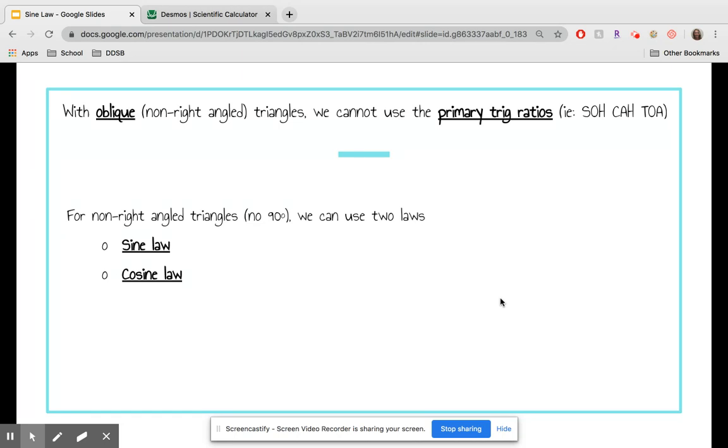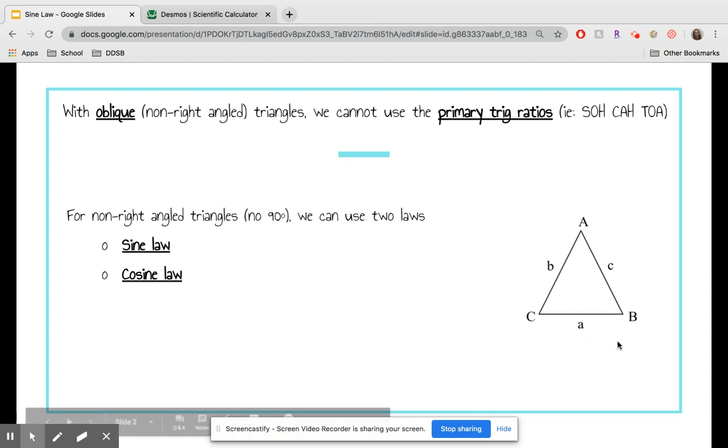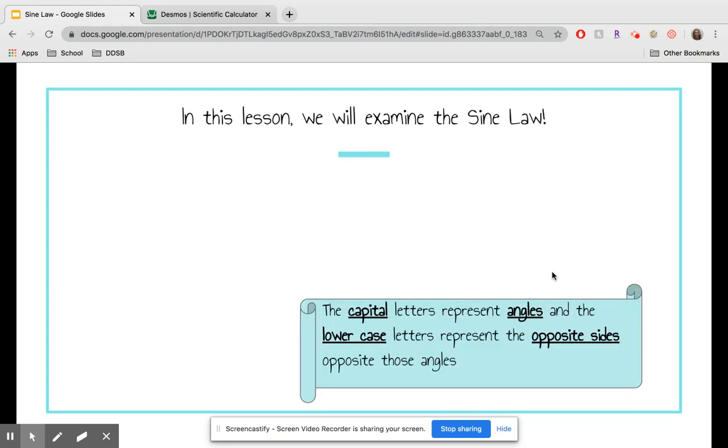So for non-right angle triangles, so there's no 90 degrees in it, we can use two laws, either the sine law or cosine law. Today we're going to talk about the sine law. To represent angles, we use uppercase letters, and to represent sides, we use lowercase. So angle A, and the side across from it is little a. If we have angle C, across from it we have little c. And if we have angle B, across from it we have little b.